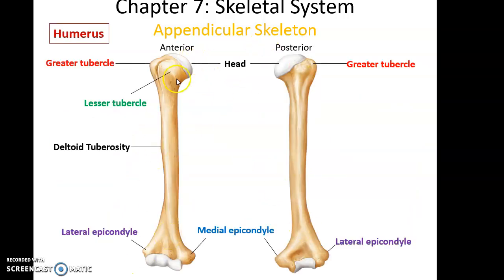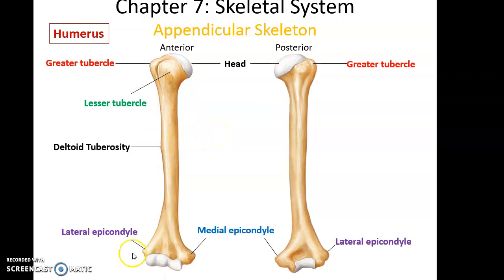Here is the humerus, anterior side and posterior side. That smooth rounded knob is the head of the humerus. This large rough patch sticking out laterally is the greater tubercle. The smaller rough patch sticking out anteriorly is the lesser tubercle. Then going down the shaft, there is this small rough patch of bone tissue called the deltoid tuberosity. Surprise, surprise, the deltoid muscle attaches there.